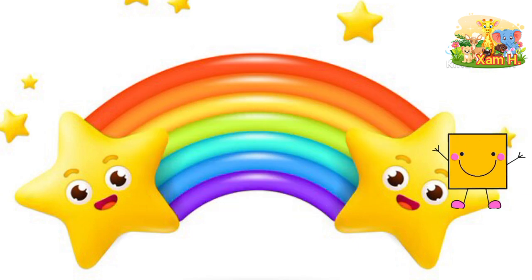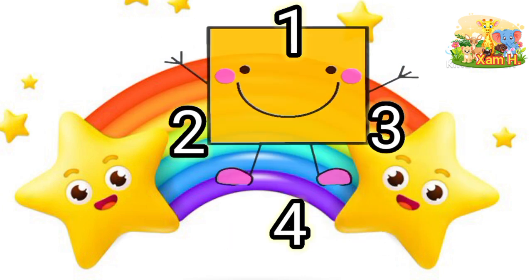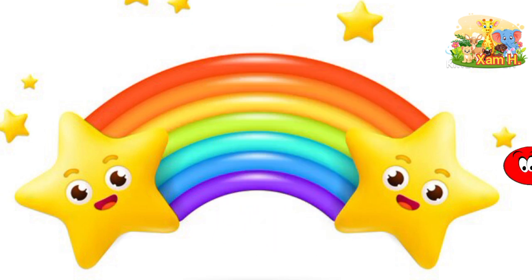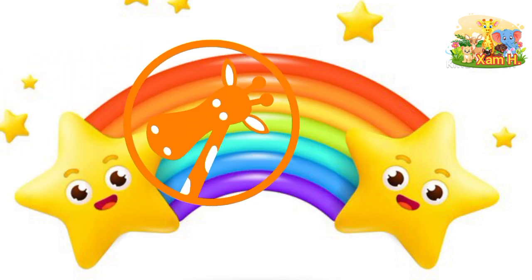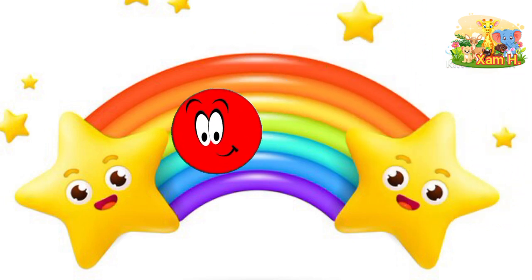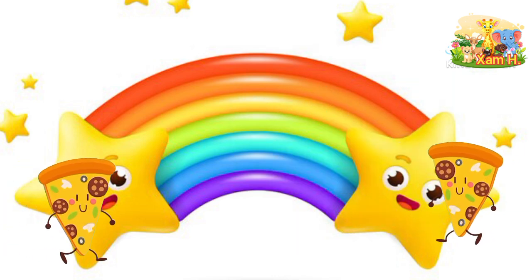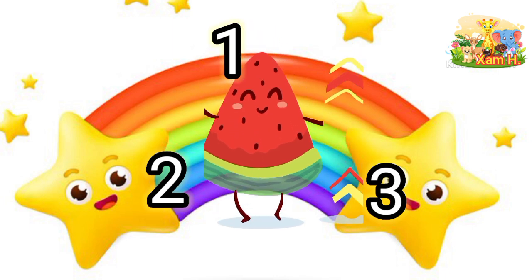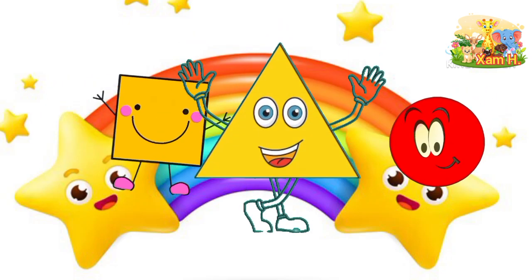Let's learn the shapes. I am a square. I have four sides. I have four corners. I am a square. I am a circle. I am round. I have no side. I have no corner. I am a triangle. I have three sides. I have three corners. I am a triangle.